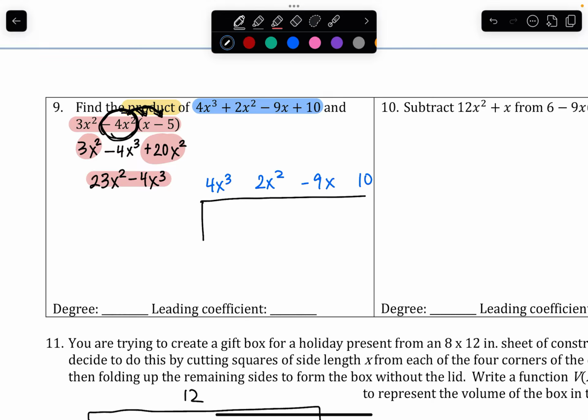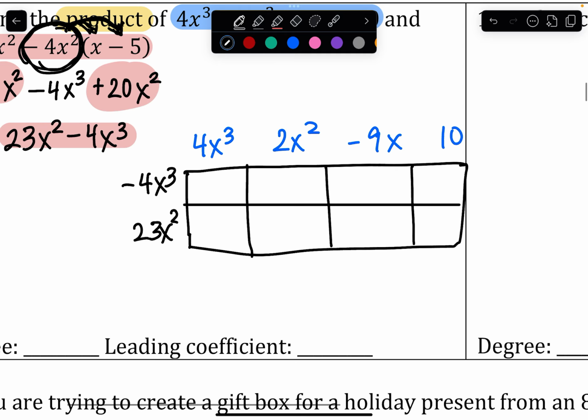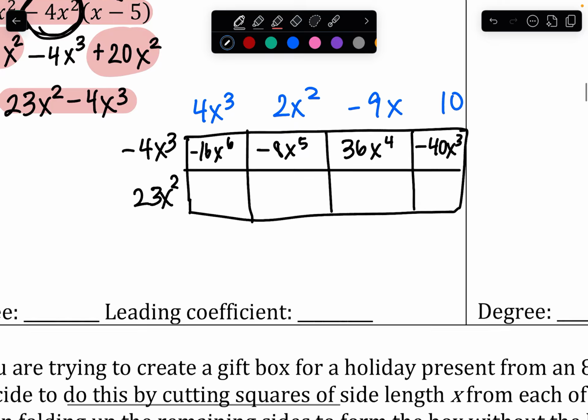And then this binomial, negative 4x cubed, 23x squared. Putting them in order, keeping their signs. And then you can use your box. Okay, and so when you fill in the box, multiply the coefficients, add the exponents. So negative 16x to the 6th, negative 8x to the 5th, positive 36x to the 4th, negative 40x cubed.